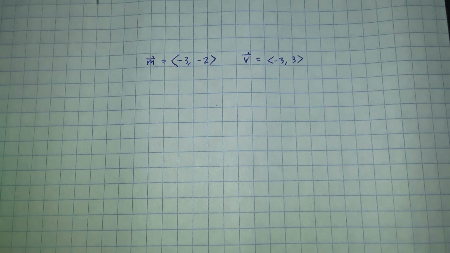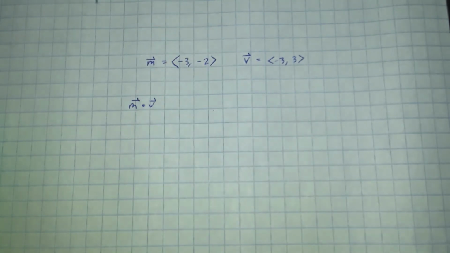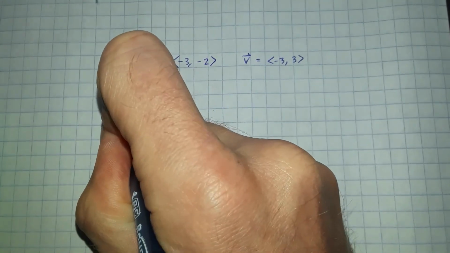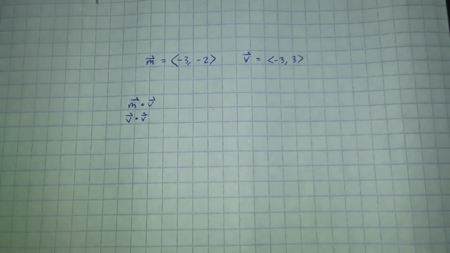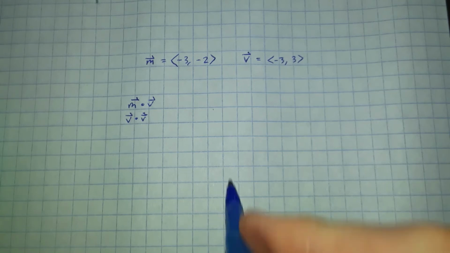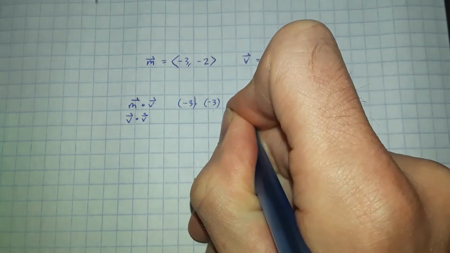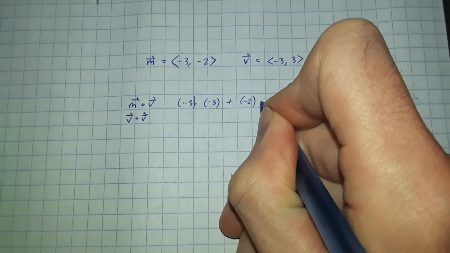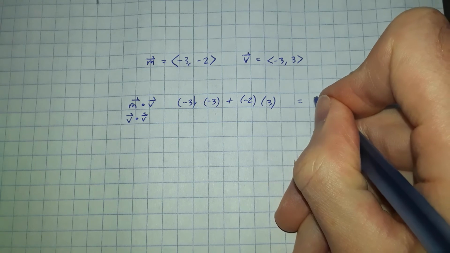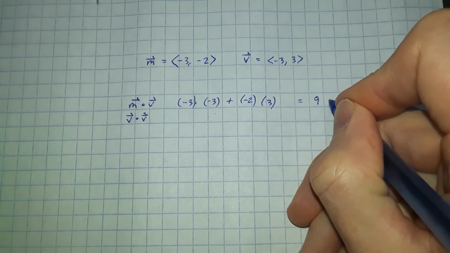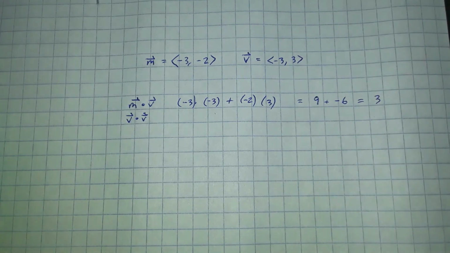And so again, we need to look at a couple of calculations. We need to look at the dot product of the two vectors that we have, and then the dot product of the second vector by itself, so that we can plug it into our projection formula. So we're looking at -3 times -3, and then we're going to add that to -2 times 3. And so we're going to end up with a +9 plus a -6, and this is going to give us a +3.